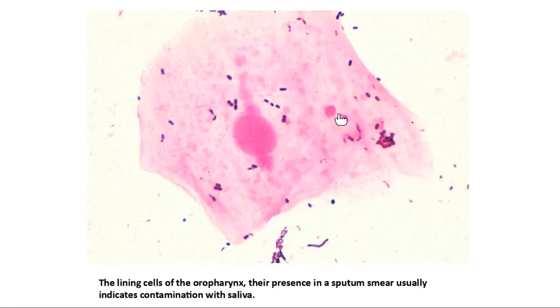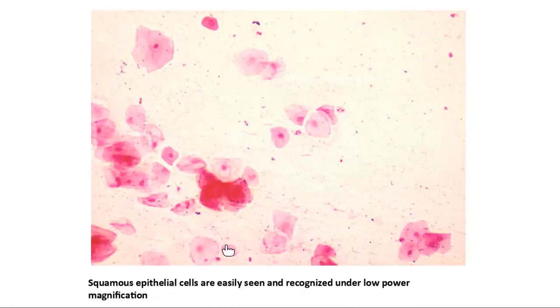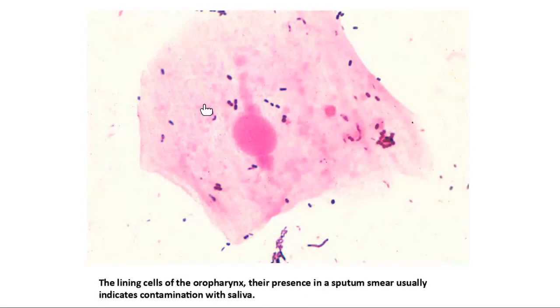Now look here, these are the epithelial cells again. This is the 100x, and this is the 10x. Look at the size. When you change the lens from 10x to 100x oil immersion, look at the size of the epithelial cells. They are very big, and the nucleus looks like the whole cell. And these are the bacteria which are present in the mouth, the oropharynx, which means they are contamination from the saliva.